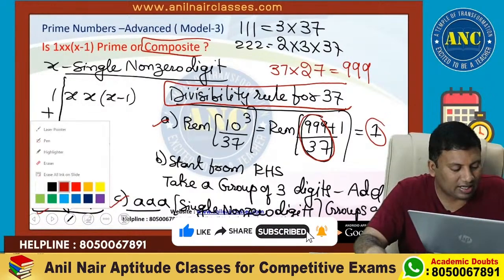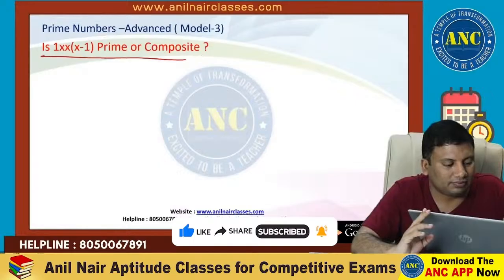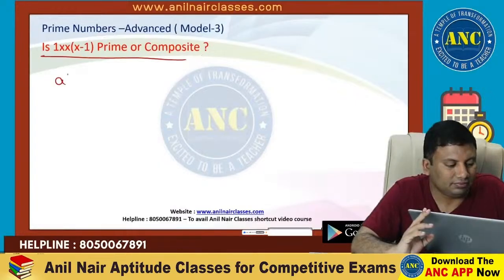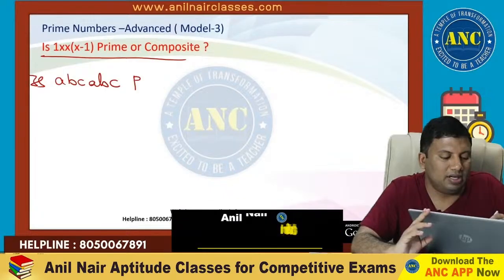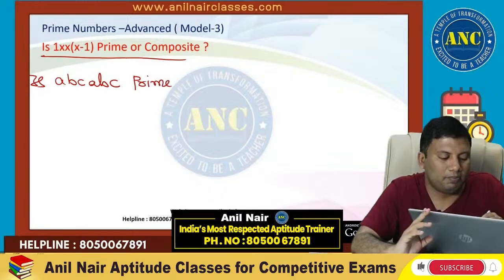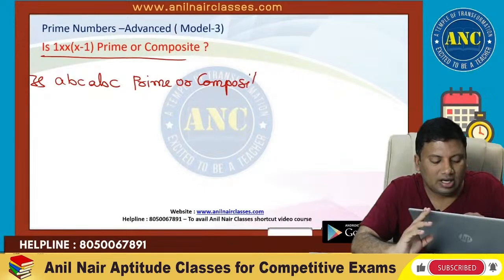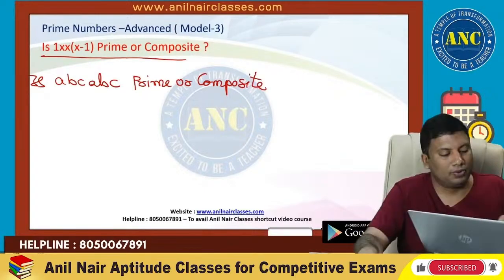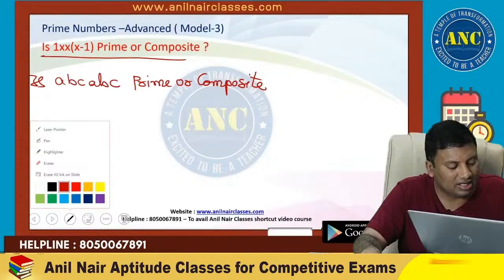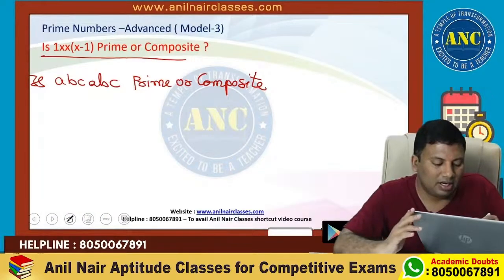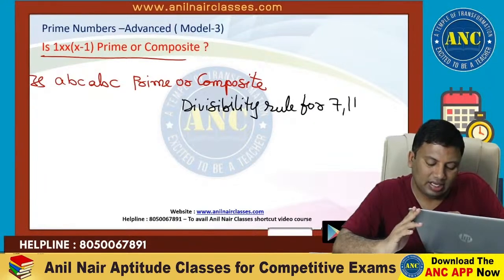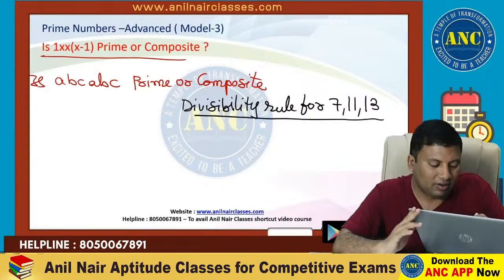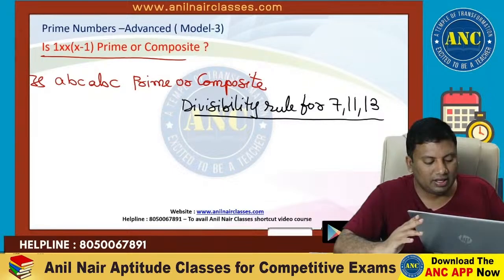Now let us discuss one more similar question. ABCABC: is it prime or composite? A 3-digit number is written twice. Now another concept, the divisibility rule for 7, 11, 13. Now listen carefully, sir. Divisibility rule for 7, 11, 13.